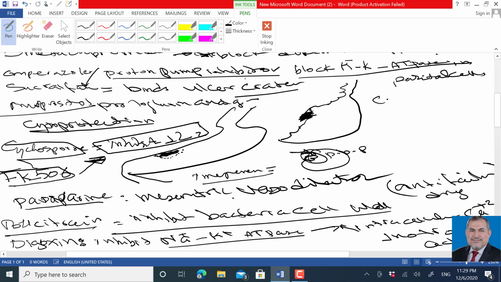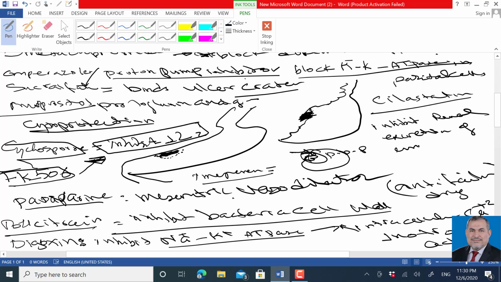Cilastatin. What's the mechanism of action of cilastatin? Cilastatin inhibits renal excretion of imipenem, meaning it increases the action of imipenem. Inhibit renal excretion of imipenem. Okay, what is it? Cilastatin.